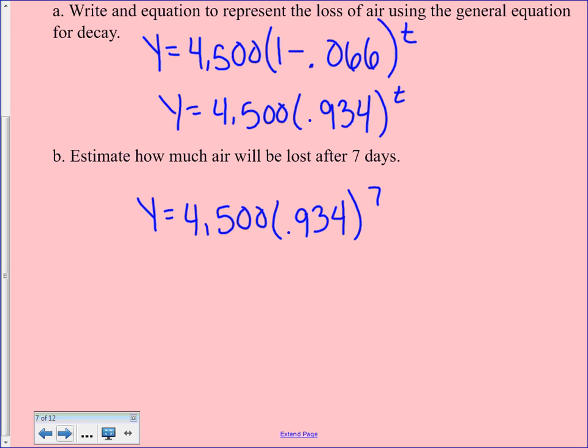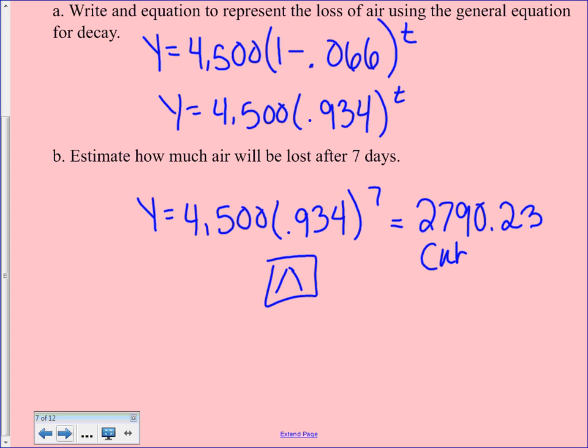If you plug it in exactly how it is on here, that will lead you to the right answer. A lot of you, when you're plugging in the exponents, are going to have to use that caret key. So if you're still unsure how to do this, please ask me because I'm just going to assume you can punch it into your calculator at this point. When you put it into your calculator, you're going to get 2790. And let's round to 2 decimal places, 0.23 cubic inches of air.